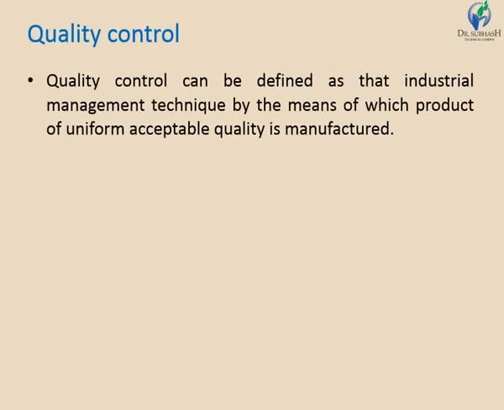Next, quality control. It can be defined as an industrial management technique by means of which products of uniform acceptable quality are manufactured. It's an industrial management technique adopted by industries such that the products they are producing are uniformly accepted, and the quality they are producing is uniform throughout, and that is acceptable in terms of manufacturing.